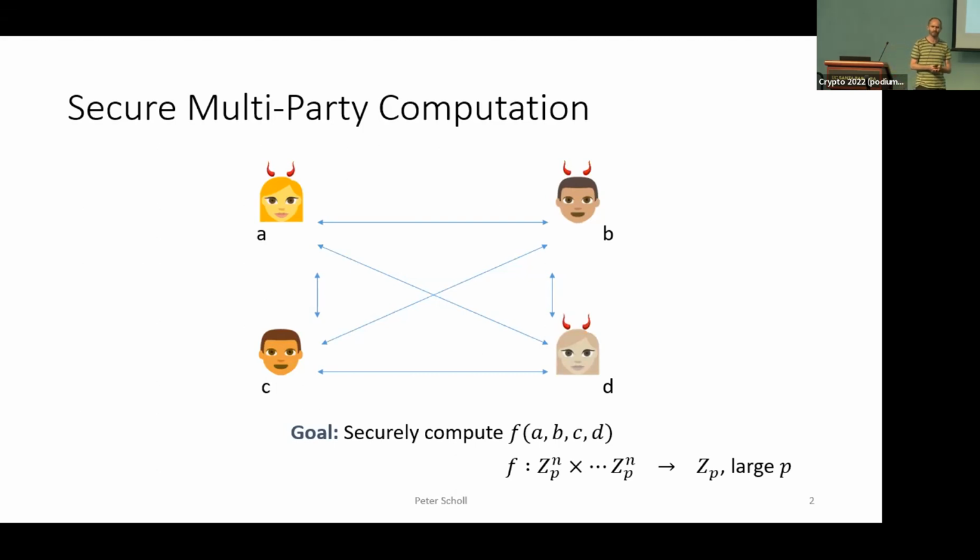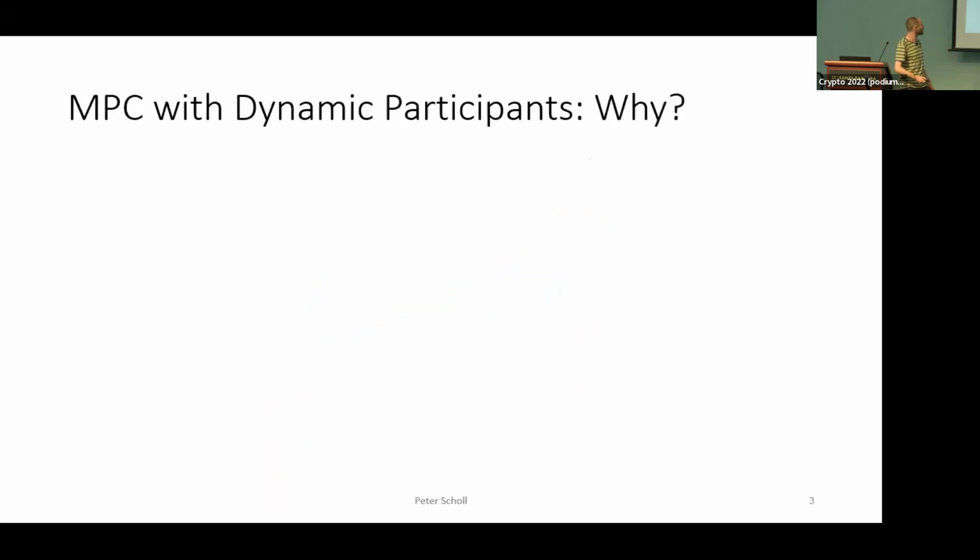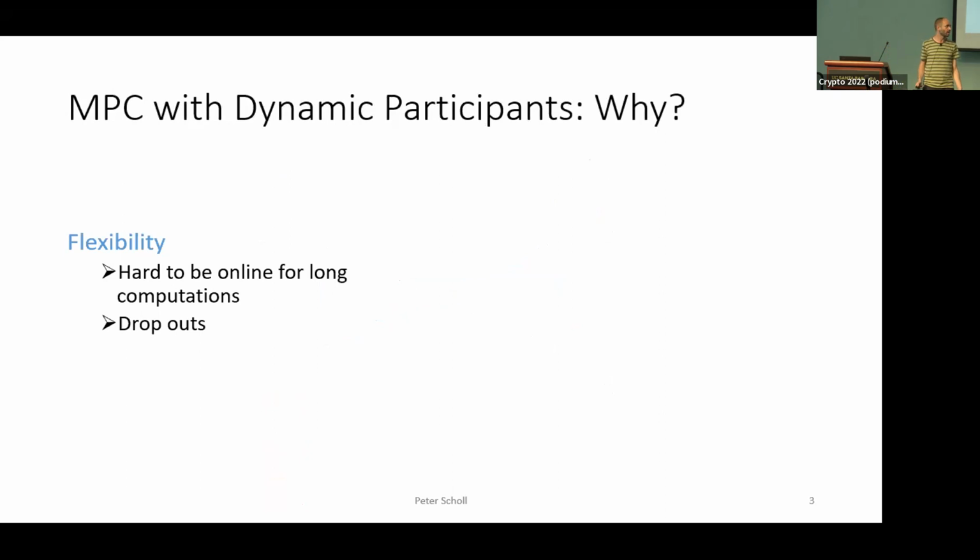Now, normally in MPC, the set of participants is fixed from the beginning of time. But in this case, we want to also allow potentially dynamic participants, so parties might drop out and rejoin later on during the protocol. So why might you want to do this? Well, firstly, allowing dynamic participants adds flexibility. If the parties are doing a very long-running and complex computation lasting for hours or days, then they might not want to commit to being online and committing their resources for the entirety of the protocol, and they may need to drop out partway through.